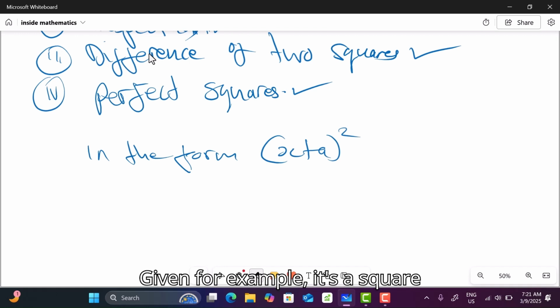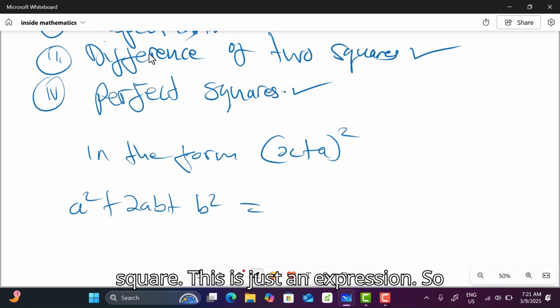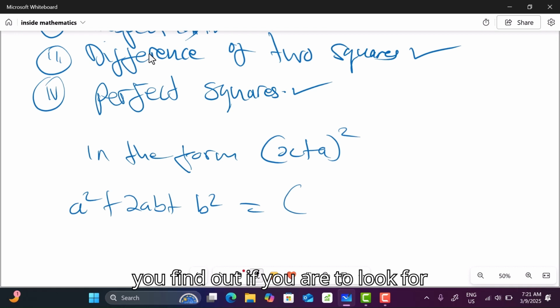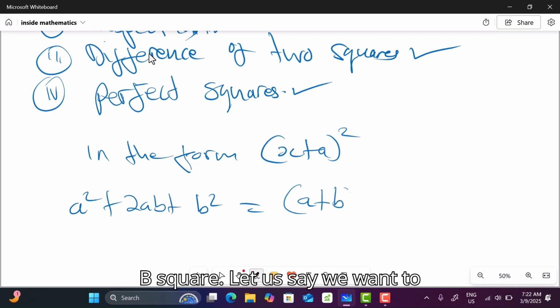for example, x plus a constant and a square. Given, for example, a square plus 2ab plus b square. This is just an expression. So you find out if you are to look for factors of these two, we'll have a as x, which is our expression, then our constant, it is b square.